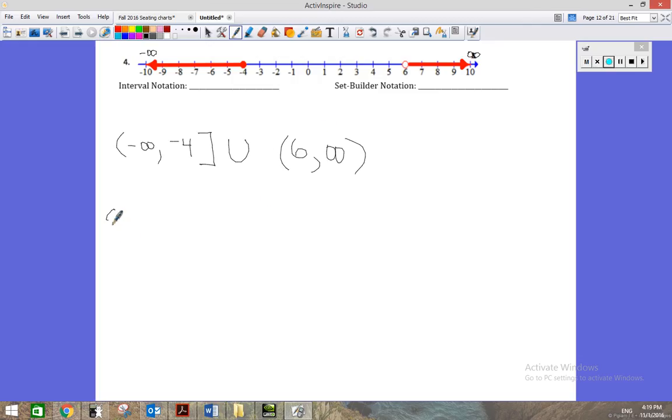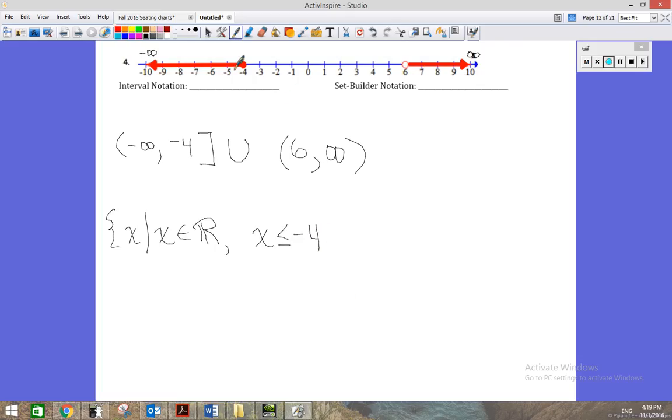For set builder notation, I have the set of all numbers x, such that x is an element of the set of real numbers. And this left interval that's shaded here, I'm not going to use negative infinity in my inequality. I'll never see positive or negative infinity in the set builder. All these numbers are smaller, less than -4. So I've got an inequality, the x, and because it's a solid dot, less than or equal to -4.